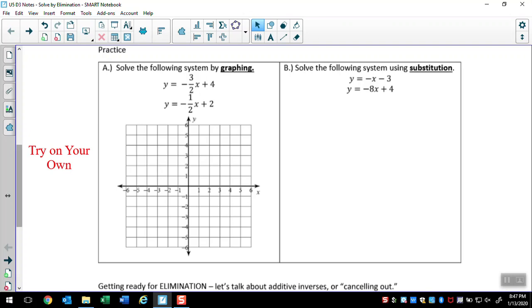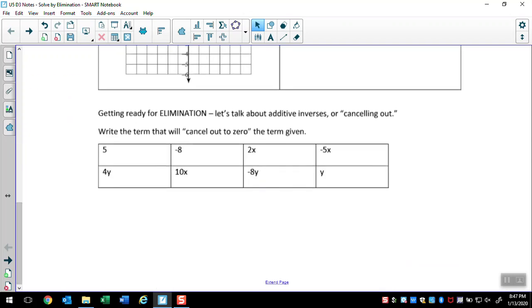Okay, now let's get ready for elimination. So let's talk about additive inverses, or canceling out. Elimination means to get rid of. So in math, we use kind of that phrase canceling out. That helps us to get rid of certain things. So when we want to cancel something out, we have to use the additive inverse.